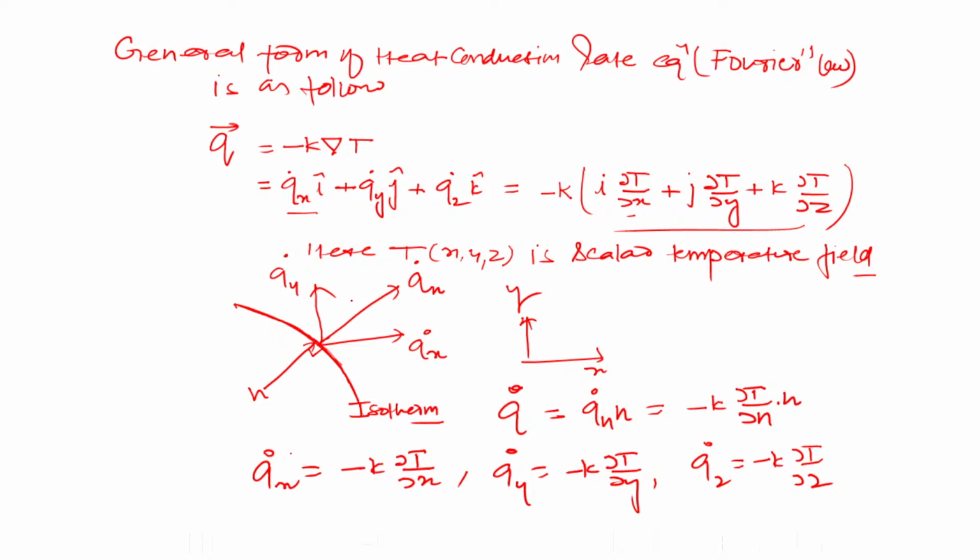So this is Fourier's law in more general form and how it is derived. It is clear. Please tell me.